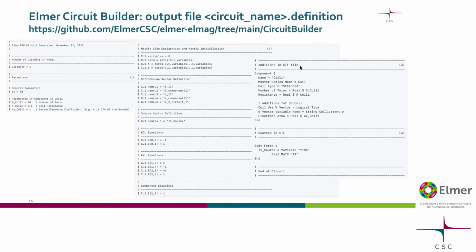And then here you have the additions that go into the zip file, which are the component block that I talked about earlier. And you have the body force, which I also talked about earlier. As you see here, this is actually parameterized. So here you see I1, it refers to this I1 variable I defined earlier. So if you want to change the value, you can do it over here.